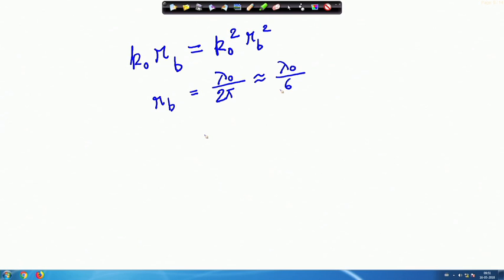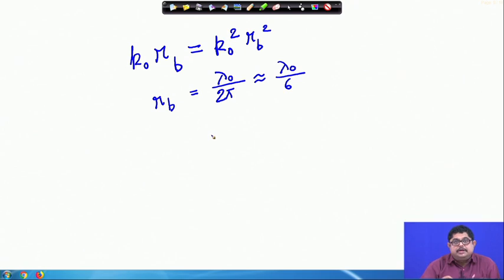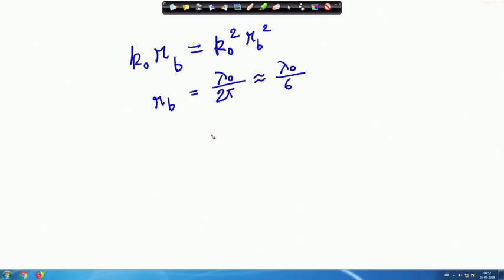So, this is one of the conclusions we can make from the magnetic field. The magnetic field only has an azimuthal component, and it has two terms, one is the induction field, another is the far field. The boundary where the far field starts dominating the induction field is roughly at a distance of lambda naught by 6.